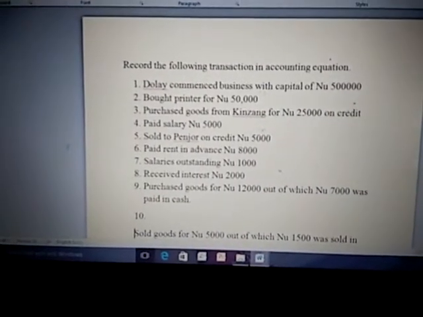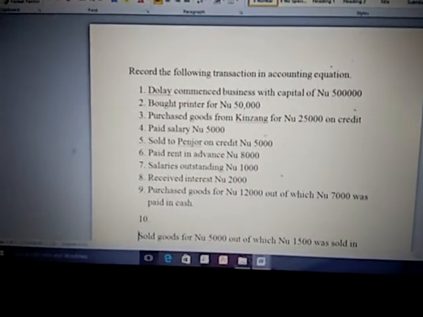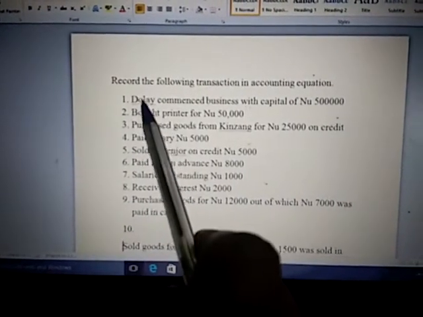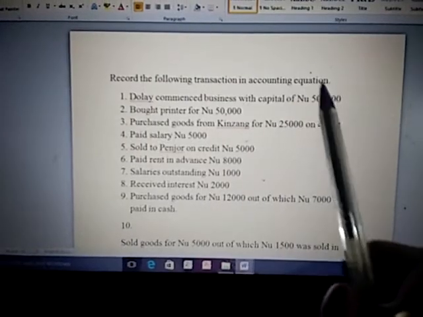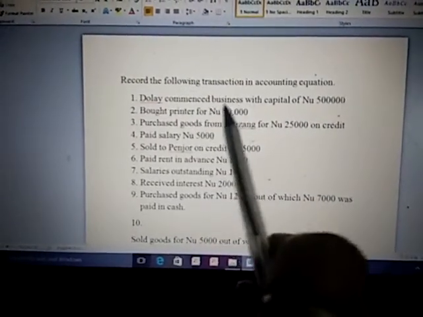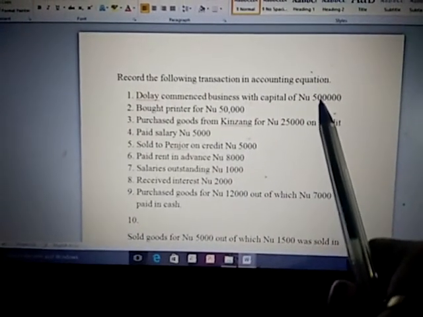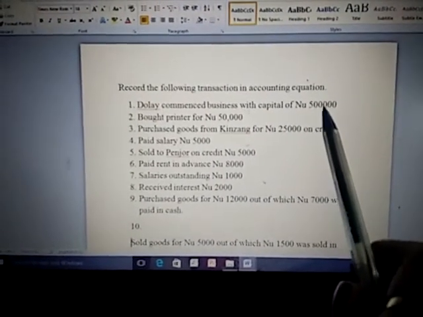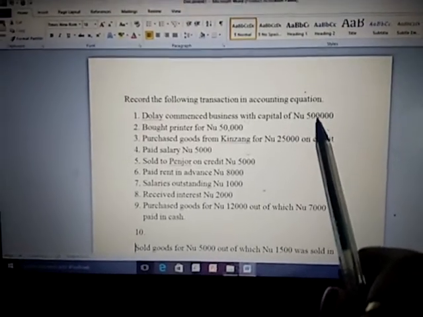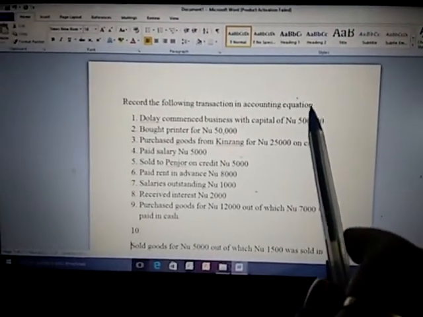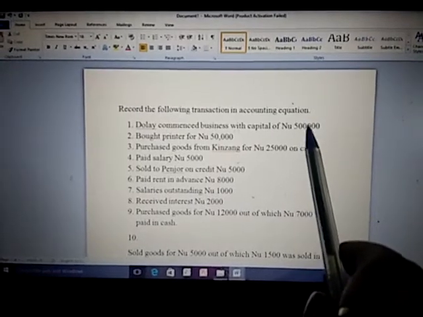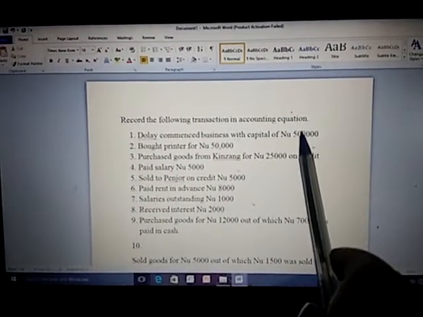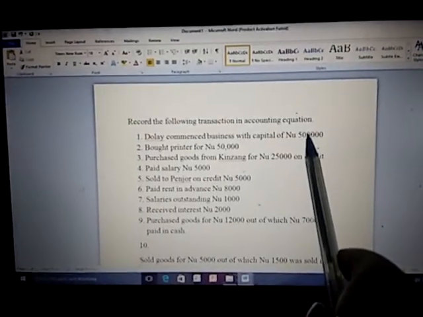So transaction number 1. Dole commenced business with capital of Nu 5,00,000. See, Mr. Dole has started business with cash 5 lakhs. So from this transaction, we identify two resources. First one is cash. So cash is an asset, and the second one is the person who brings capital in the business, known as owner's equity. So we identify two resources. This transaction I'm going to put in the accounting equation.